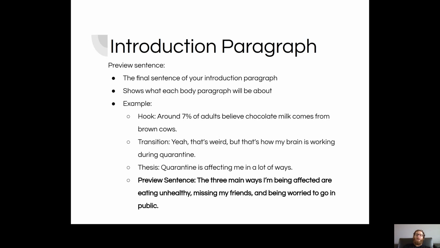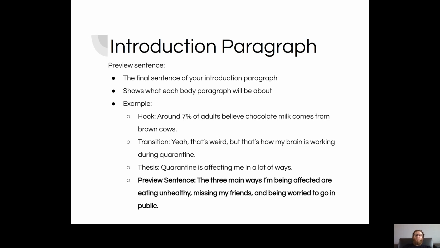this final sentence of your introduction paragraph that shows what each body paragraph will be about. And this transitions straight into your body paragraph. Okay, there's no other sentence. This preview sentence serves as an outline of what your essay will be about and a transition into the body. I wrote an example one down at the bottom that says the 3 main ways I'm being affected are eating unhealthy, missing my friends, and being worried to go in public.